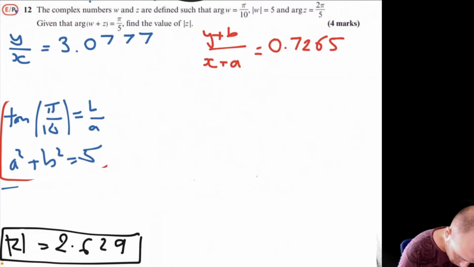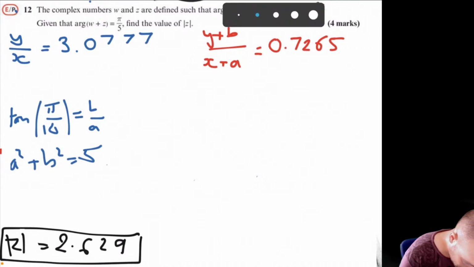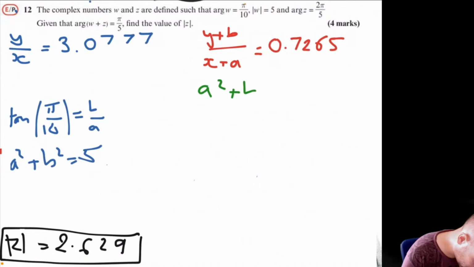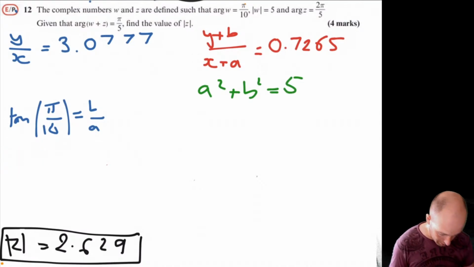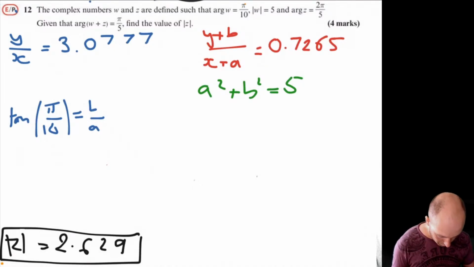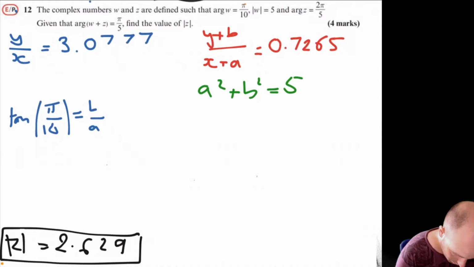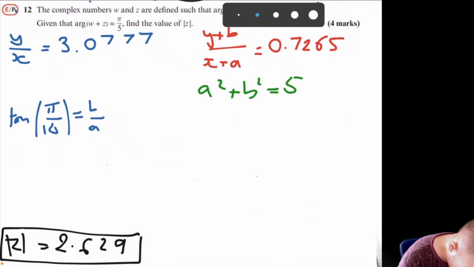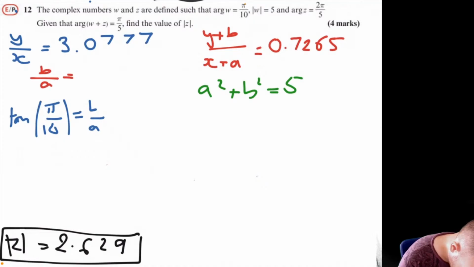And then we've got these two equations. A squared plus b squared is 5. That'll be useful in a minute. And tan pi by 10, so tan pi over 10 is 0.325. So b over a is 0.325.